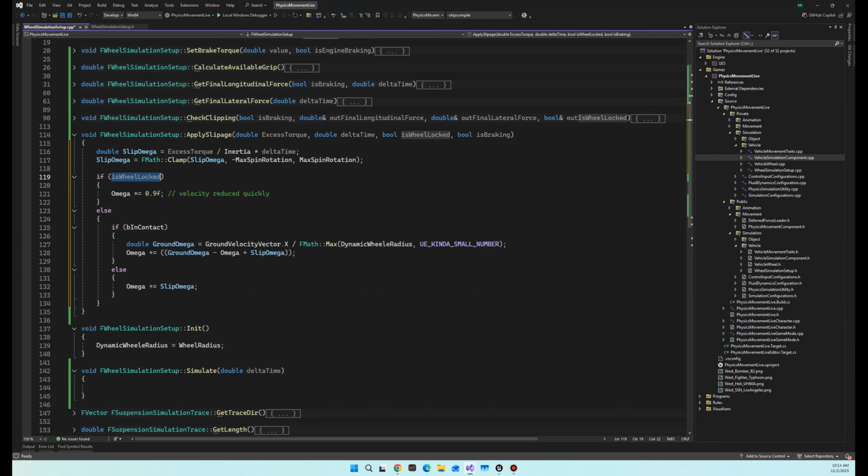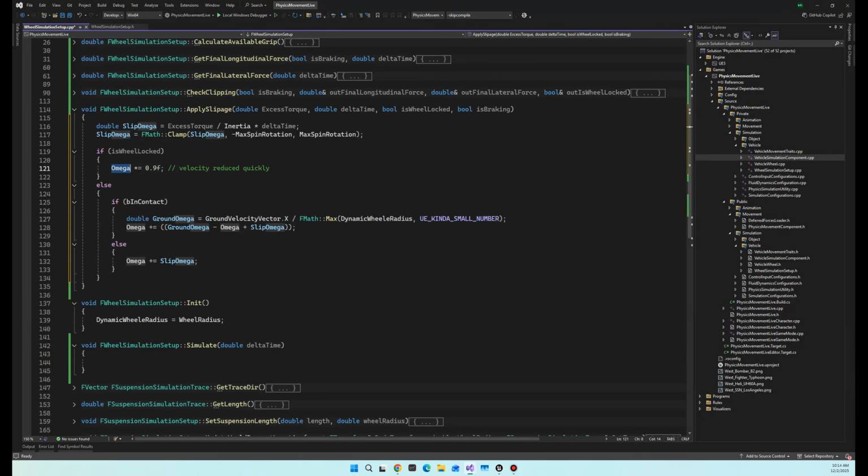If the wheel is locked, then we want that omega to decelerate very, very quickly. So we'll just take the omega and multiply it by 90%, which is 0.9, and that should bring the omega down very rapidly to simulate wheel locking and skidding, which would give us a slip or a skid. Versus, if not, then we're going to check to see if we're in contact with the road or not.